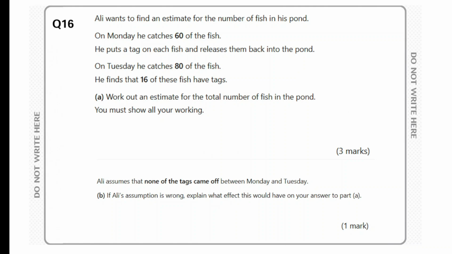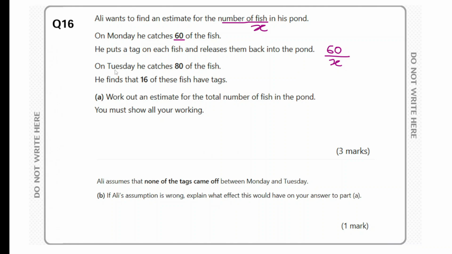Ali wants to find an estimate for the number of fish in his pond. On Monday, he catches 60 of the fish. Now, we don't know the number of fish in this pond, so let's call that X. He puts a tag on each fish and releases them back into the pond. Now, by this point, we have 60 fish out of X with a tag.